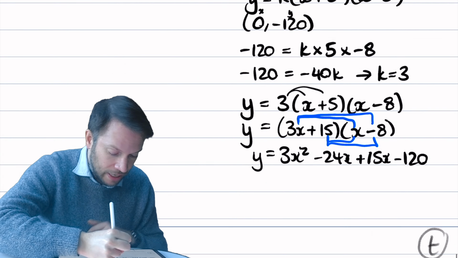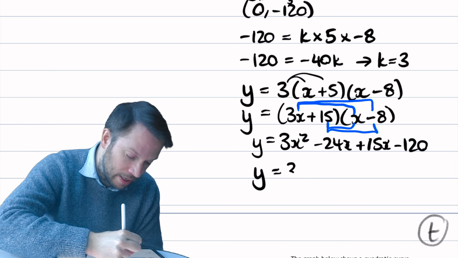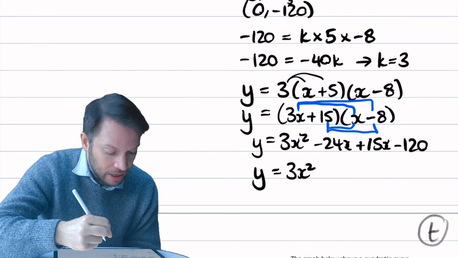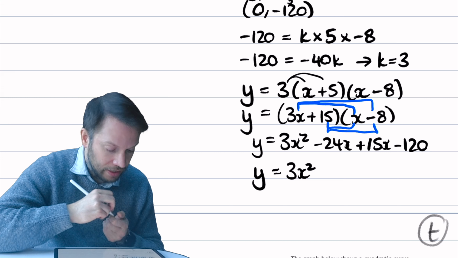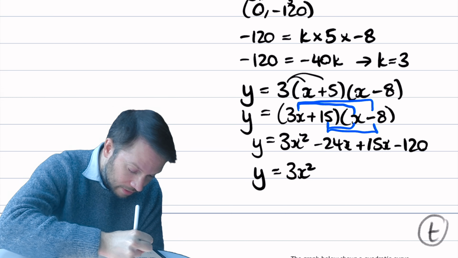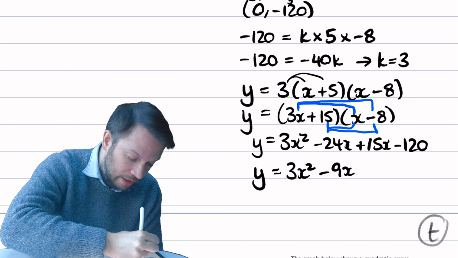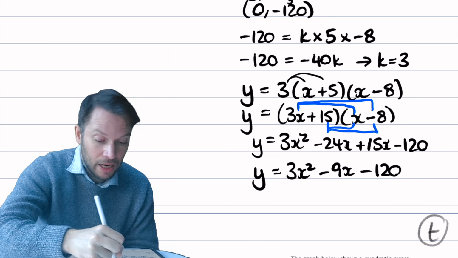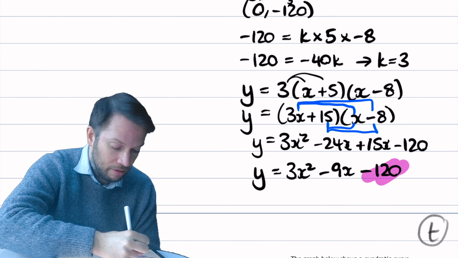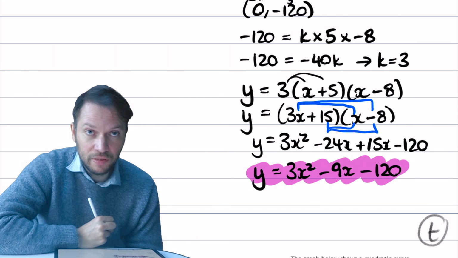And then we just collect like terms. So we've got 3x squared. The minus 24x plus 15x is equal to minus 9x. And we've got that minus 120 like that. And there we go. That is our final equation of this quadratic curve.